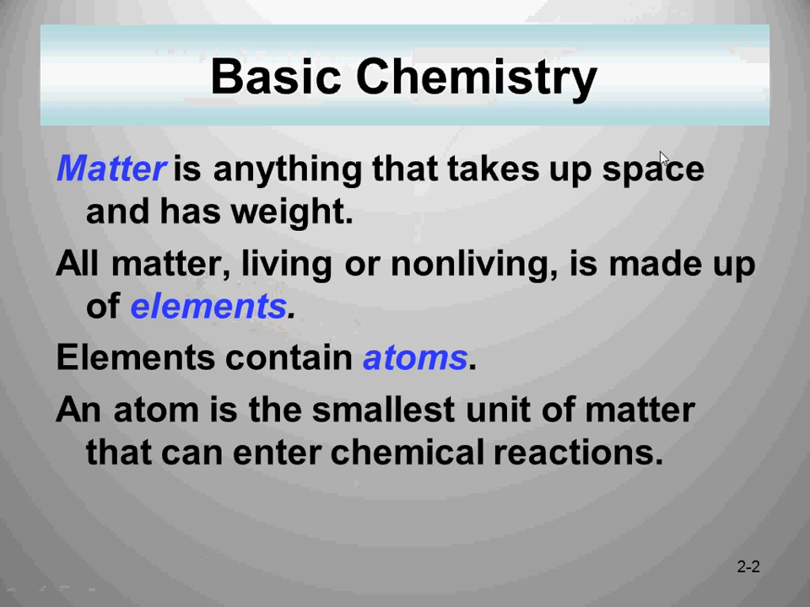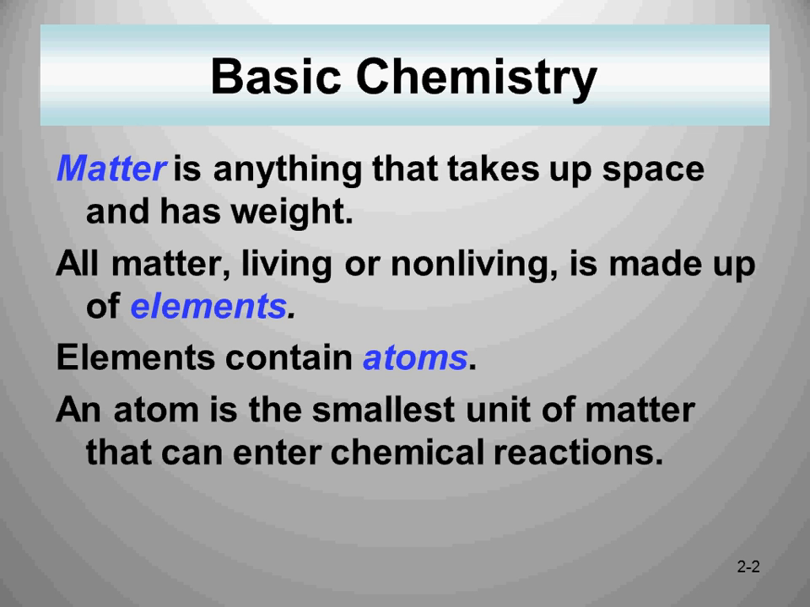All things in our universe are considered to be matter. So matter is anything that takes up space and has weight or has mass. So matter can be anything that exists, basically. Matter can be living, matter can be non-living, but all of it is made up of elements, either one element, like in the pictures that I showed you previously, or a combination of elements, such as water, which is a combination of hydrogen and oxygen. Elements contain atoms, and an atom is the smallest unit of matter.